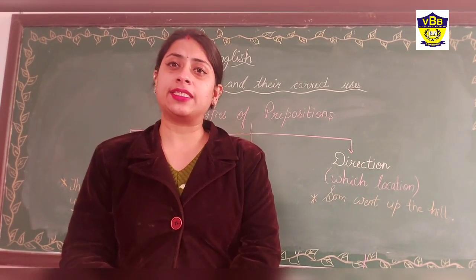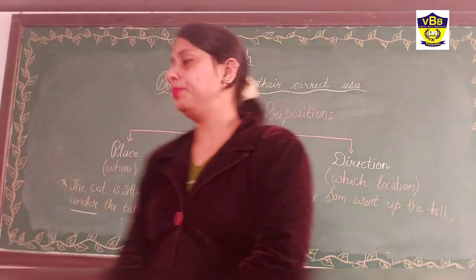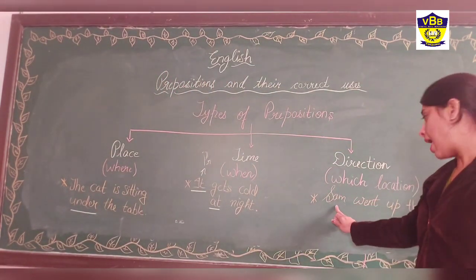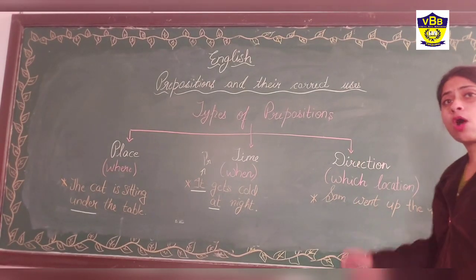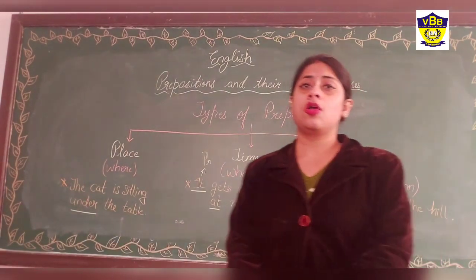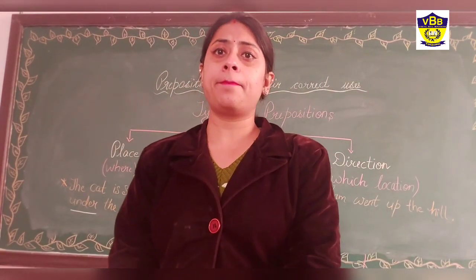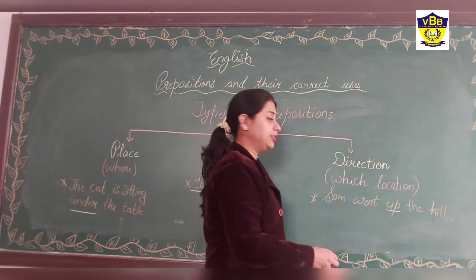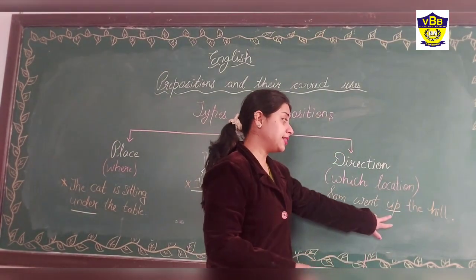Now let's take one example of preposition of direction, which answers the question which location. Sam went up the hill. What will be the preposition here? Up, right? Because it is showing the direction of Sam. Where is he going?